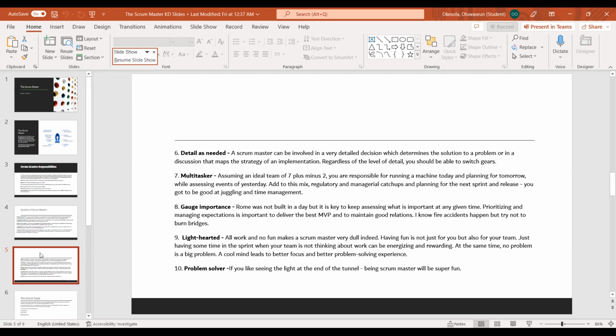You want to imagine people coming to work and they are happy because they know that even while they are going to work, they are going to have fun and feel relaxed, like pressure is going to be taken off them. This is the kind of attitude that a Scrum Master should bring into the system. So it says having fun is not just for you, but also for your team.